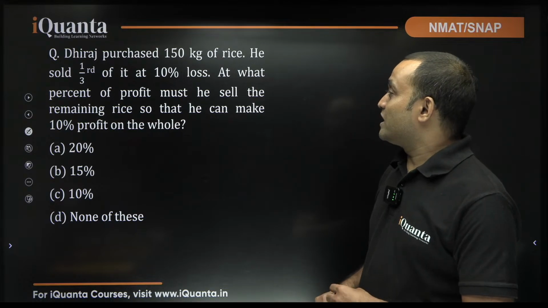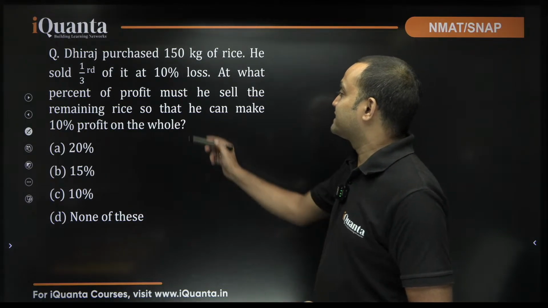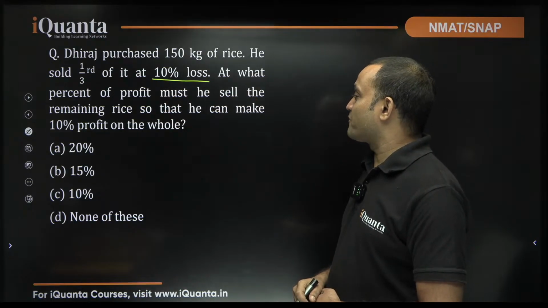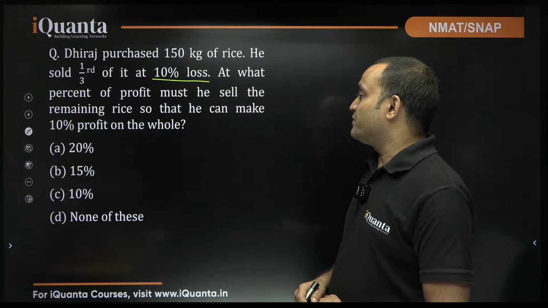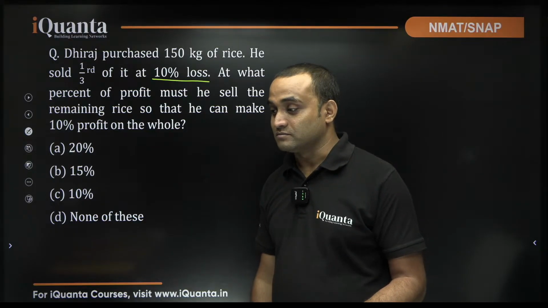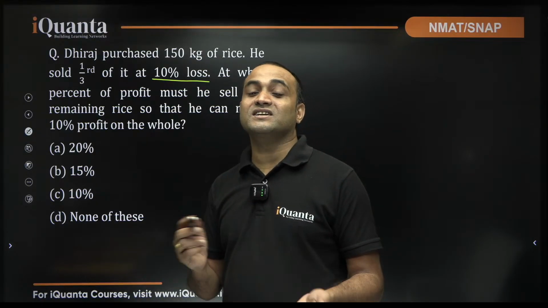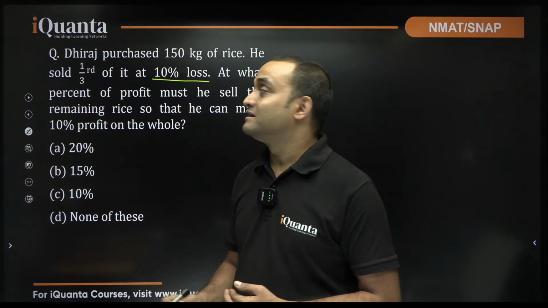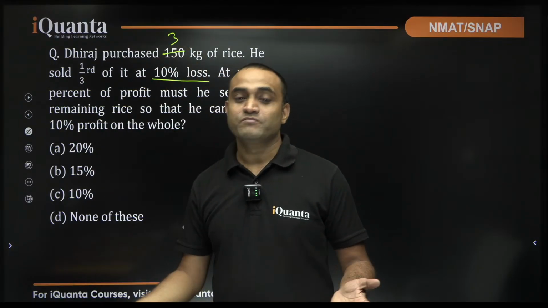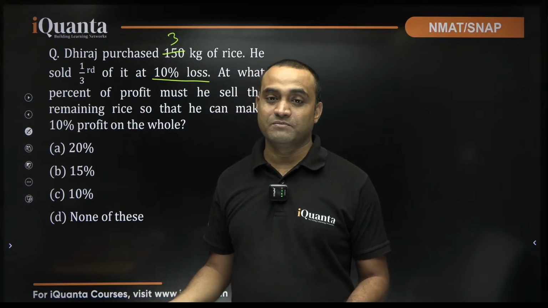Dheeraj purchased 150 kg of rice. He sold 1/3 of it at 10% loss. At what percent of profit must he sell the remaining rice so that he can make 10% profit on the whole? See, 1/3 at 10% loss, so 2/3 at 20% profit, right? Instead of 150 kg, if you take 3 kg, the answer will be the same. The profit percentage will be the same, right?